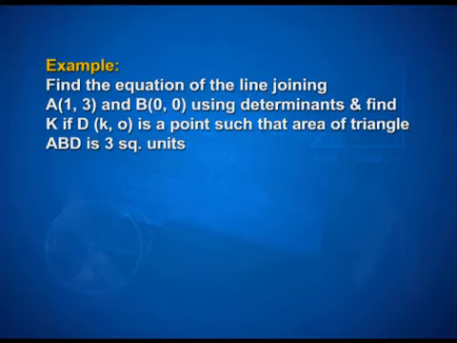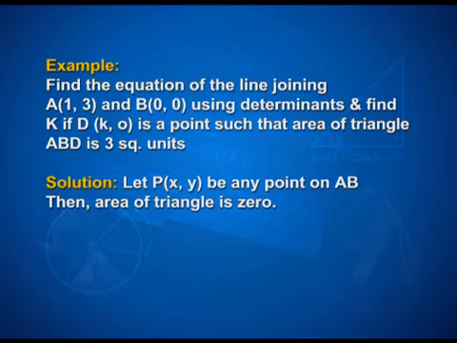Now, let us solve another interesting problem. Find the equation of the line joining points A (1, 3) and point B (0, 0) using determinants and find k if D (k, 0) is a point such that area of triangle ABD is 3 square units. For the solution, let P (x, y) be any point on AB, then area of triangle is 0, because if the points are collinear, the area has to be 0.